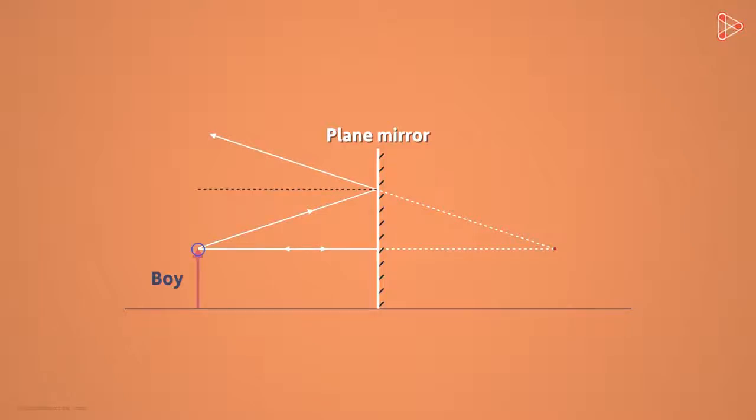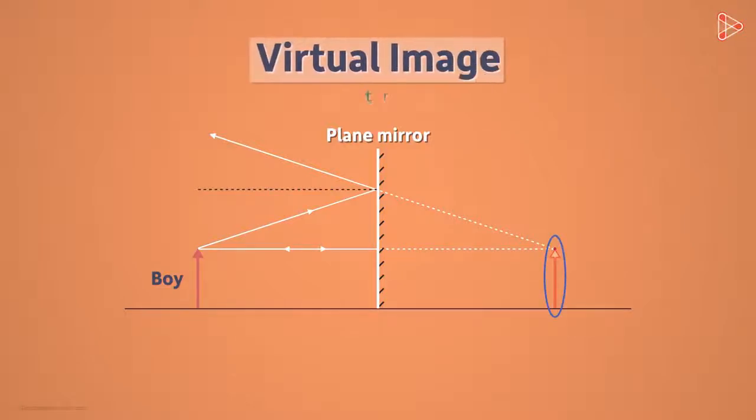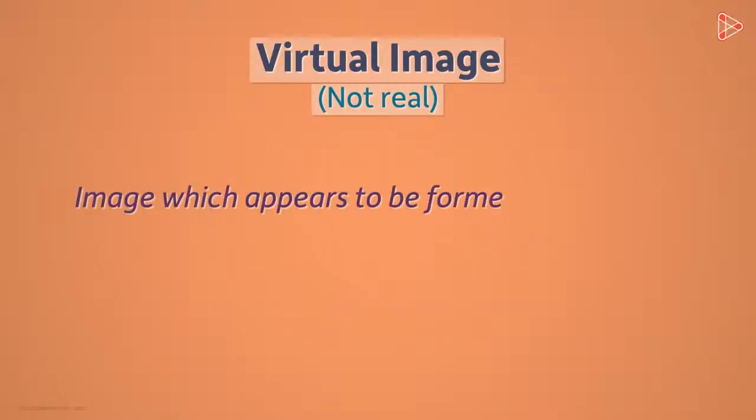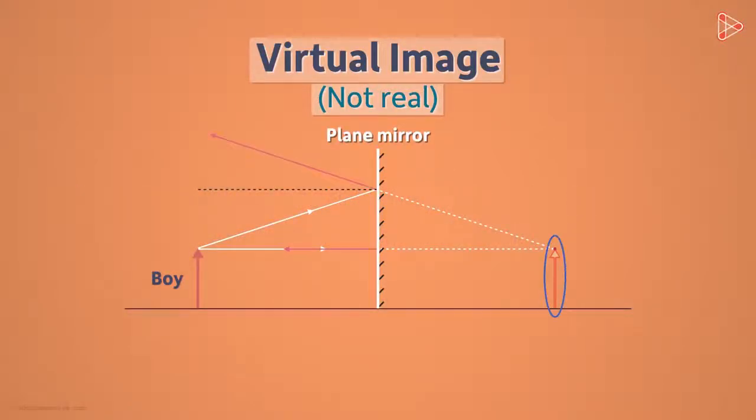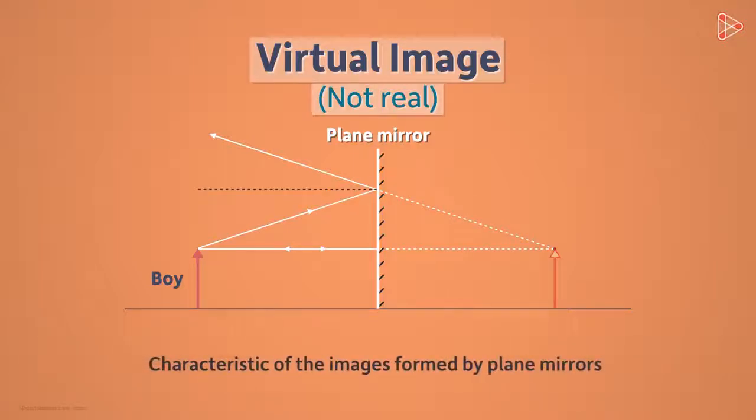So we just consider the top of the arrow here. We can do something similar for the remaining points on the object to get the complete image. So we say that the image formed here is virtual, or in other words, not real. You can think of a virtual image as an image which appears to be formed in a position somewhere behind the mirror. But in reality, it isn't there. A virtual image is formed when the light rays diverge after reflection from the mirror. Every plane mirror forms a virtual image. This is the first characteristic of the images formed by plane mirrors. Images formed by plane mirrors are virtual and not real.